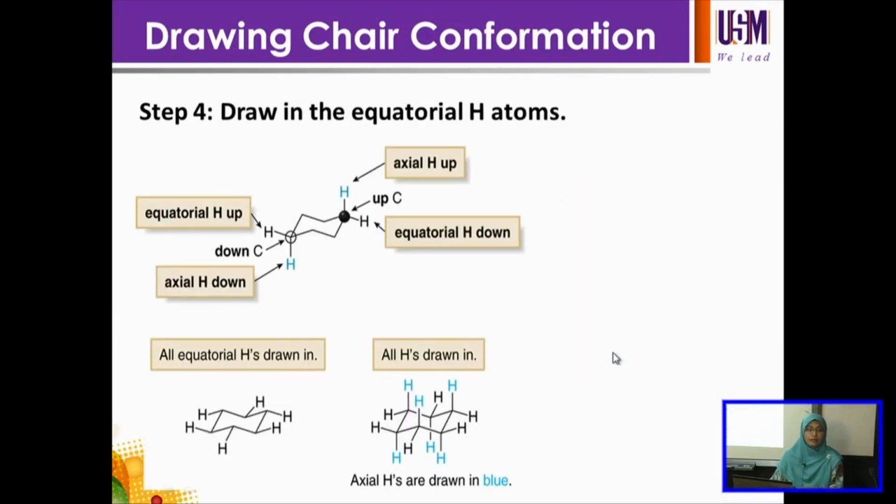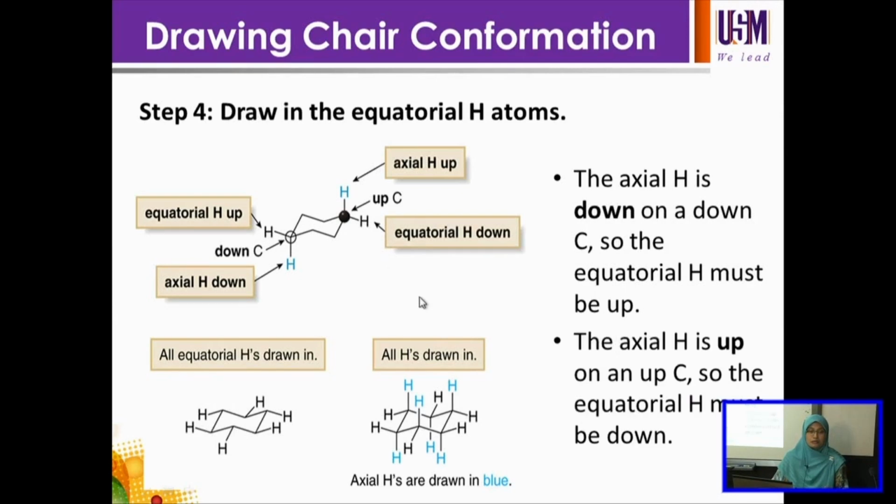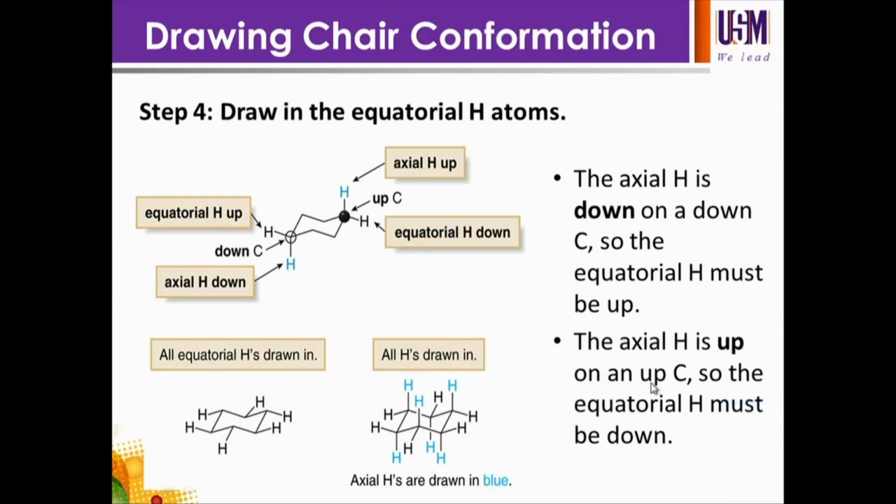Okay? And then step four is draw in the equatorial hydrogen atoms. The axial hydrogen is down on a down carbon, so the equatorial hydrogen must be up. So here we have the axial hydrogen facing down, the carbon is also facing down, so the equatorial hydrogen will be facing up. And the same goes for the carbon facing up. The axial hydrogen is up on an up carbon, so the equatorial hydrogen must be facing down here. So now you have all the equatorial hydrogens drawn in and also the axial hydrogens drawn in. So this is the complete chair conformation, a simple chair conformation.